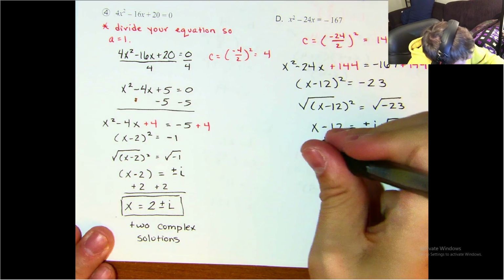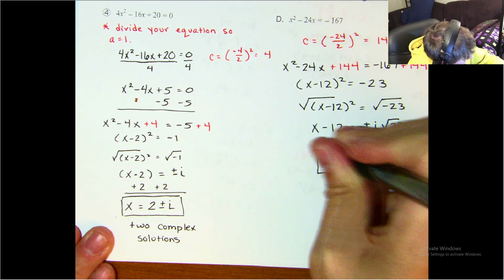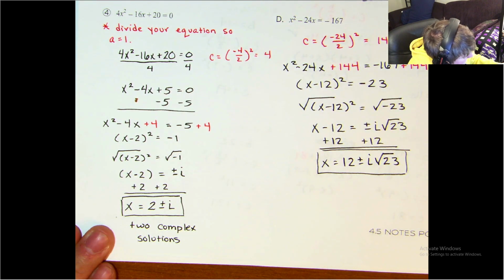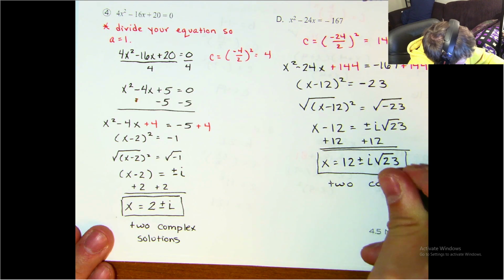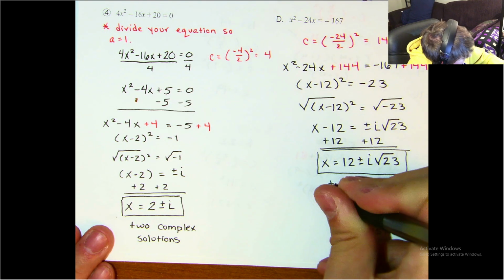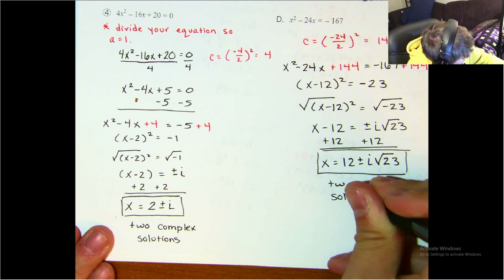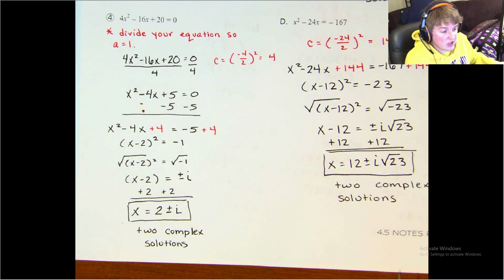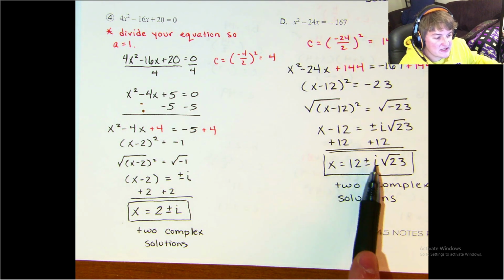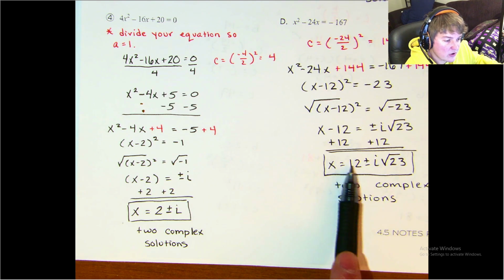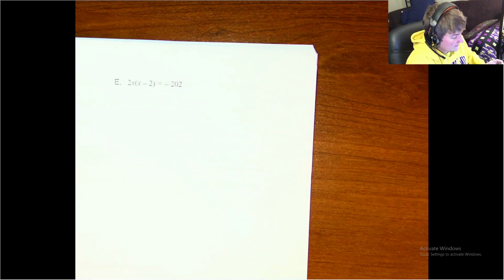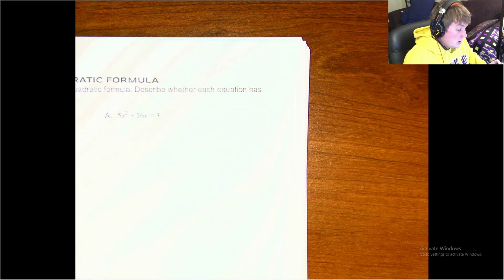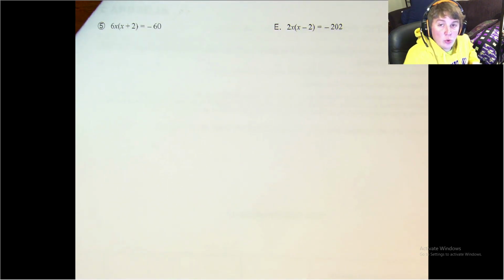All right, this is my final answer. And again, this would be complex solutions. It's two complex solutions because the first is going to be 12 plus i square root of 23. The second one is going to be 12 minus i square root of 23. All right, just two more examples. Let's do example D and then E, and then I will let you all be on your way.